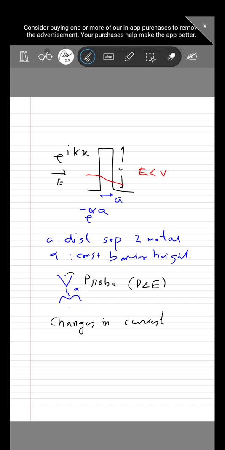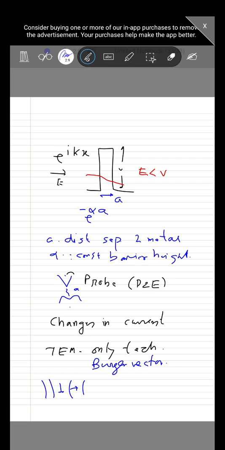TEM, on the other hand, is the only technique which can find out the Burgers vector. The Burgers vector is the dislocation vector. So we have a dislocation, and it glides through the lattice in terms of this Burgers vector. Also in TEM, for instance in HRTEM, high resolution transmission electron microscope, an atomic-scale resolution of about 2 angstrom can be achieved. So it's a very high precision microscope.